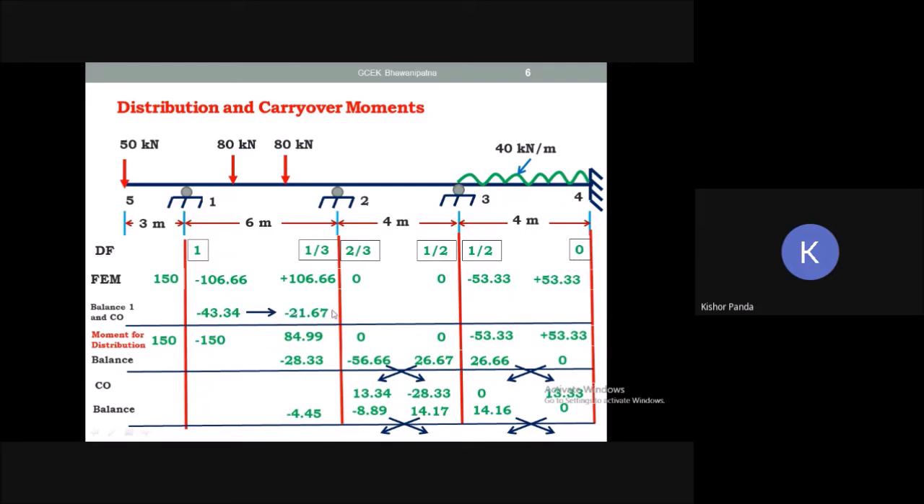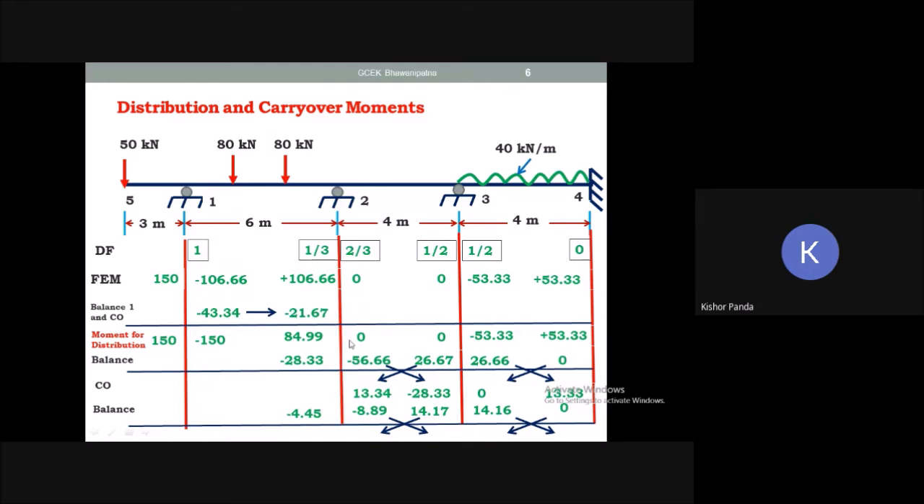Then after taking the carryover, you have to take the total moment for distribution. This is 150, and this side minus 150, and here this side you take the sum of these two moments, 106.66 minus 21.67. This is 84.99, and this side is 0. This is 0, and here this is 0. This is minus 53.33, and this is plus 53.33. Already at the overhanging end, the moment is balanced.